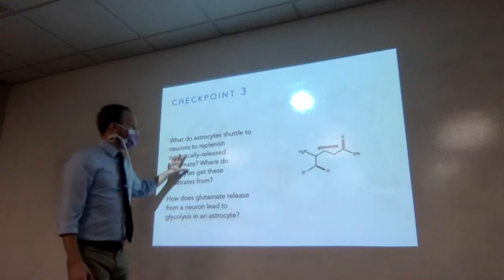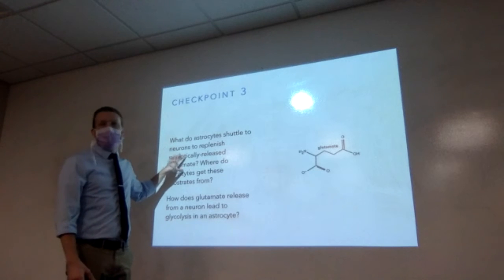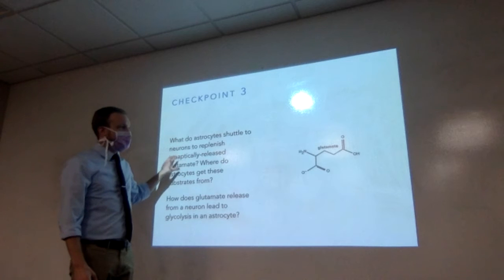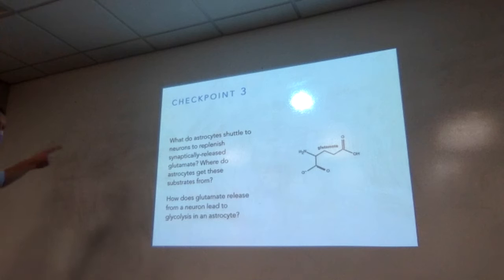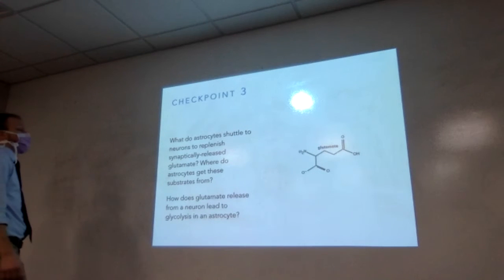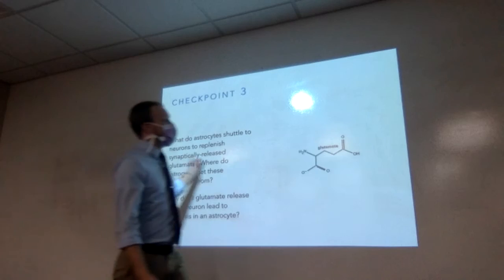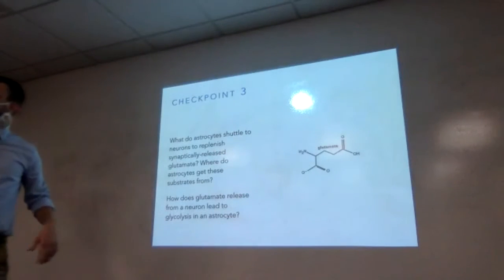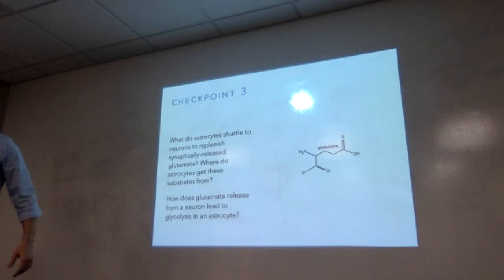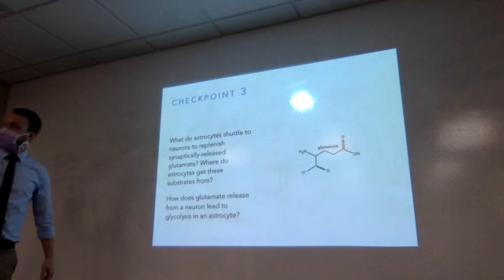Now, glutamate is a very important neurotransmitter. This is the excitatory neurotransmitter for our CNS. We need this. It's also just an amino acid we use to make proteins. Every cell needs this, neurons especially. So what are we going to send back to neurons so they can remake their glutamate? Nice, glutamine.